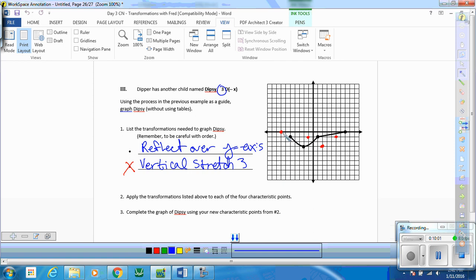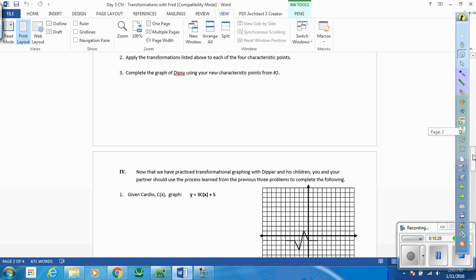This one's 0 away, so it's going to stay 0 away. That one's 1 away, so it's going to become 3 away. This one's 3 away, so it's going to become 9 away, because 3 times 3 is 9. 1 away becomes 3 away. So we get the exact same graph, whichever one we do first. So make sure you keep straight which one you're doing.